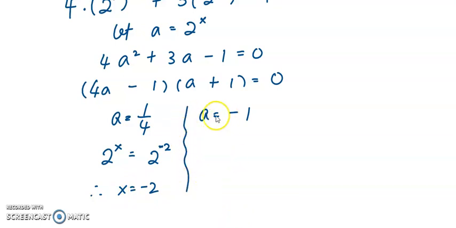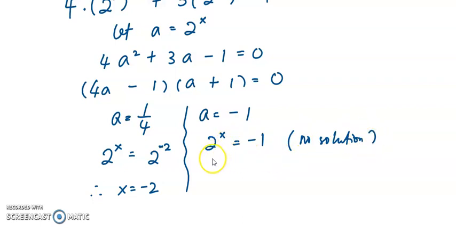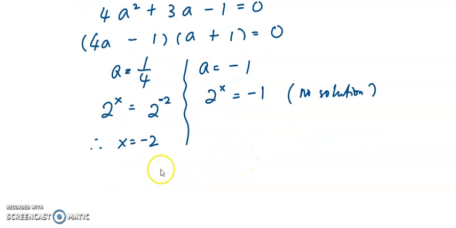And for this a equals to negative 1, you got 2 power of x, replace the a, equals to negative 1. And I would say that this has no solution. Why? Because 2 power of x is an exponential function, and the exponential function, whatever it is, won't take a negative number. So we just ignore this set of solution. Okay, so our final answer is just x equals to negative 2.